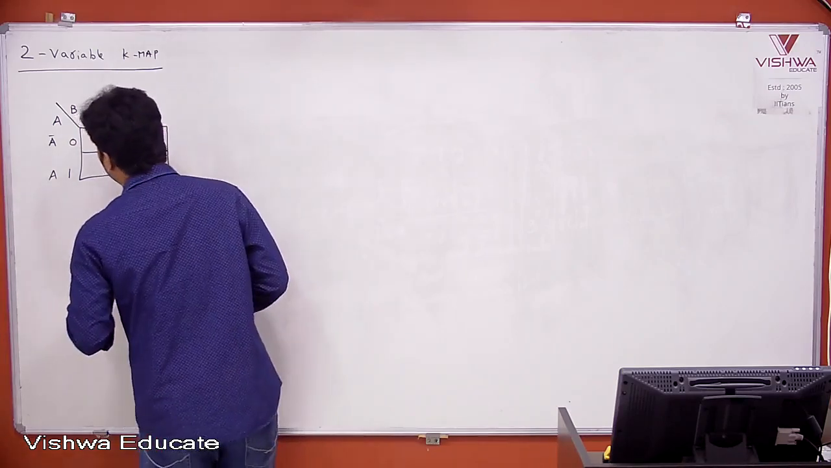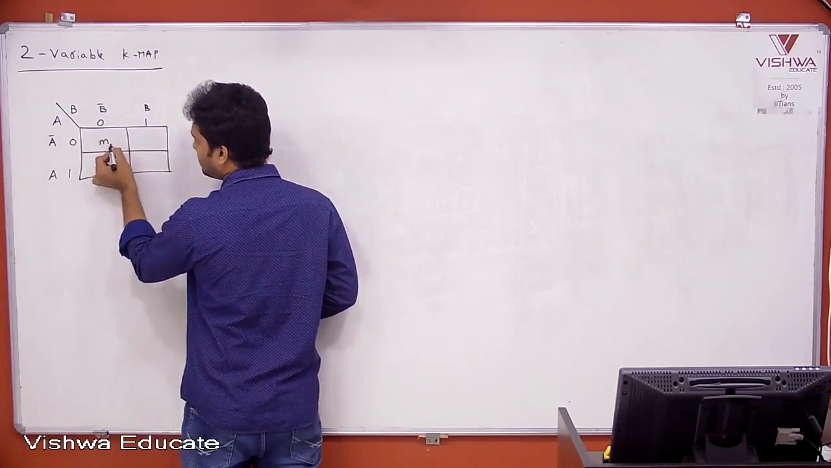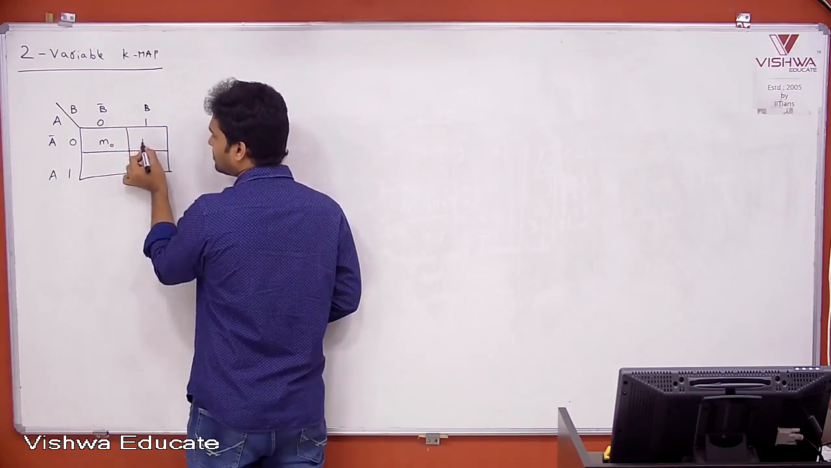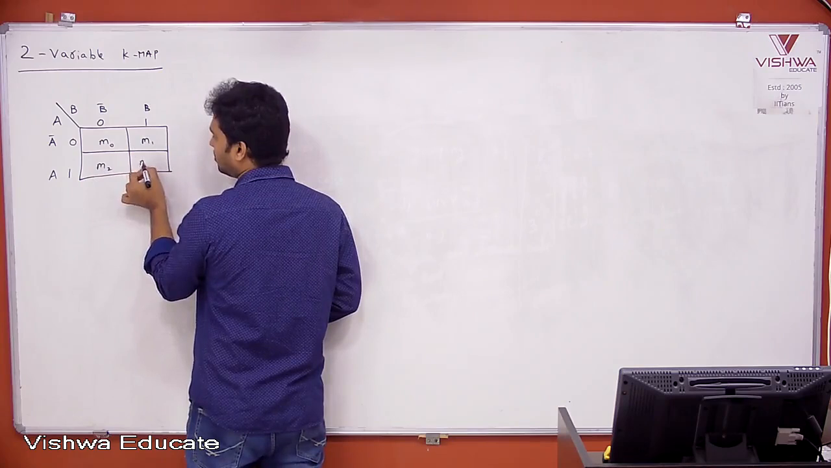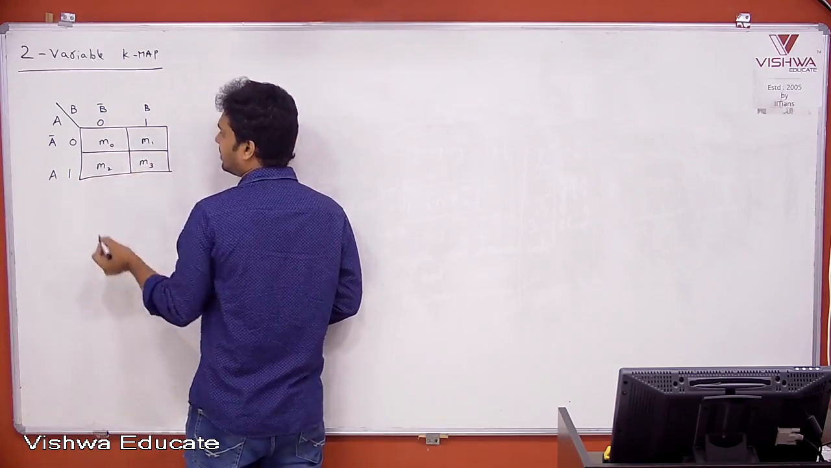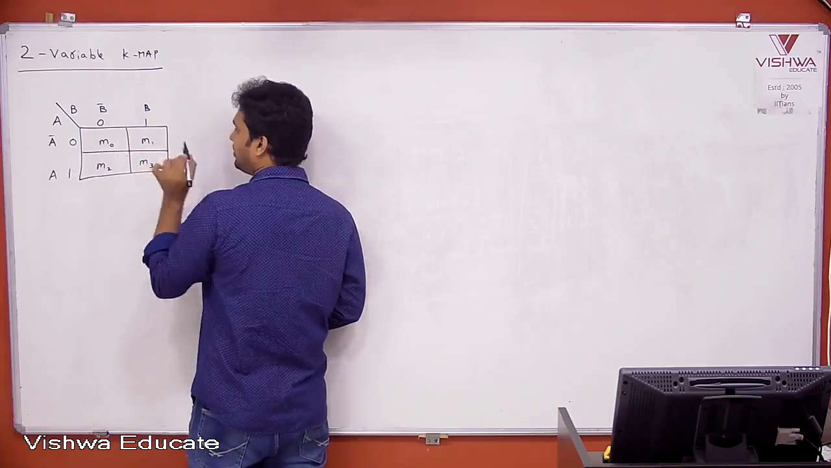So here in terms of AB, 0, 0 means it indicates, this box indicates minterm 0. This box indicates minterm 1. This box indicates minterm 2. This box indicates minterm 3. 0, 0, 0, 1, 1, 0, 1, 1. This is how we read.